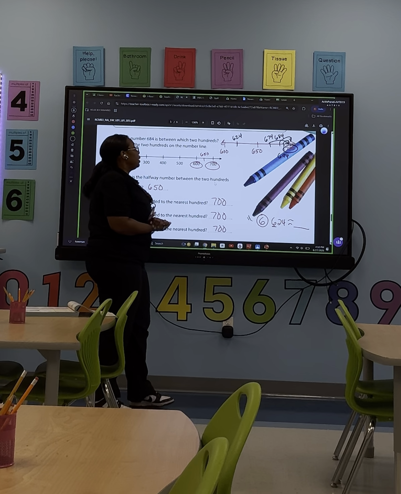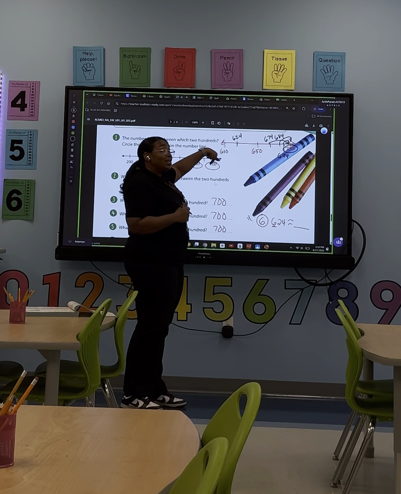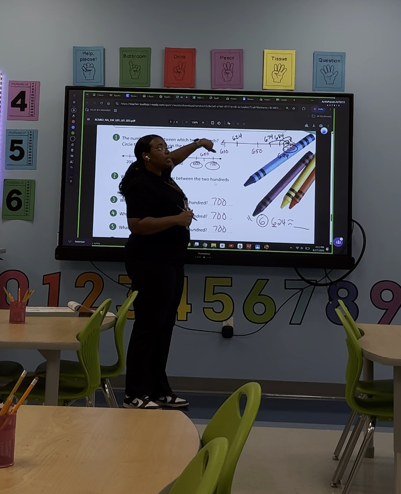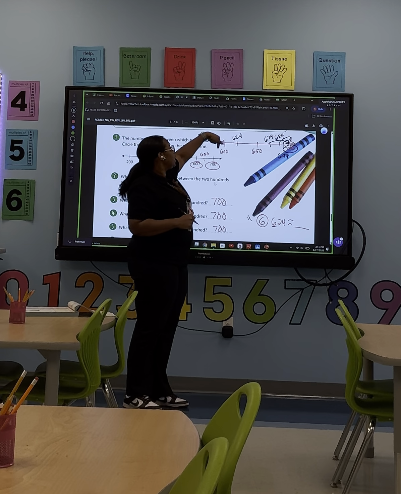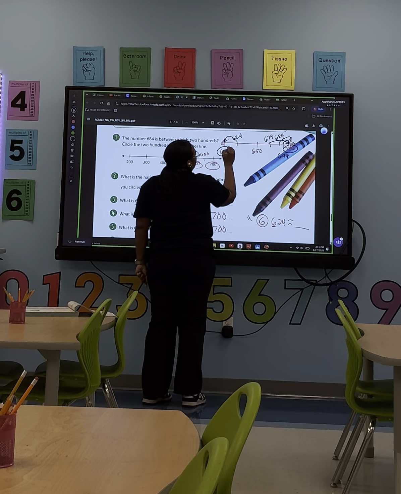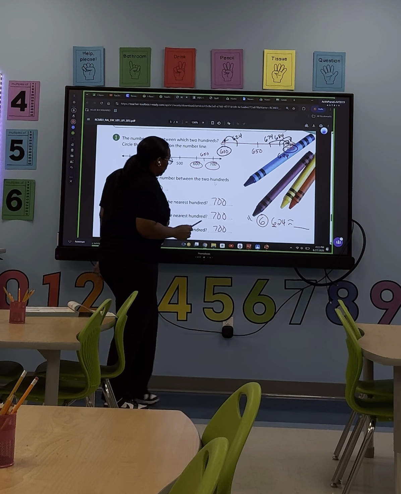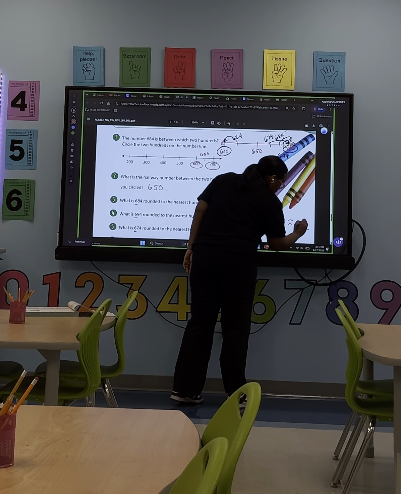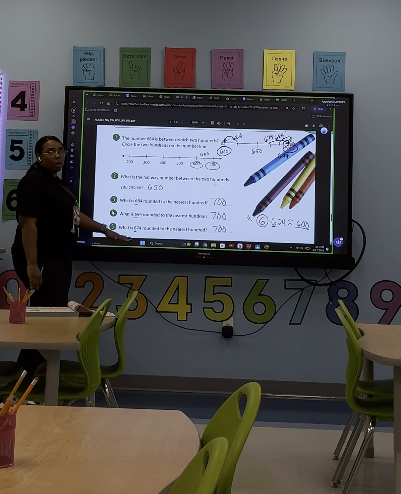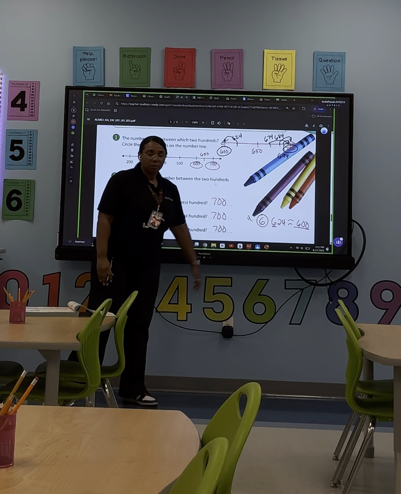Okay, so now we go to our next question, next step. Is it going to round down to 600 or is it going to round up to 700? Well, it is closer to 600, so it's going to round down. So I'm going to draw my arrow going down to 600. And the answer for that one is going to be 600. Again, this is number 6 because it's not on my board, and if I move it up, I'll have to erase the numbers. So I put number 6 over here.